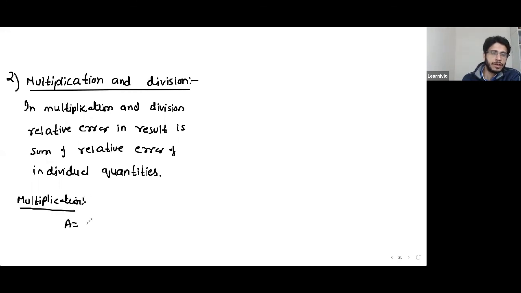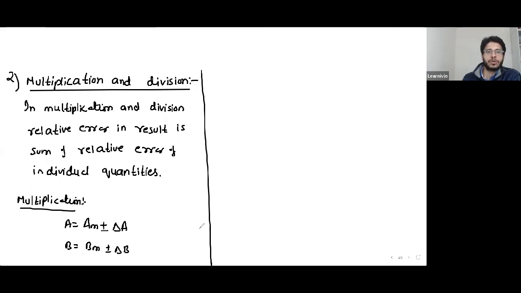You have a quantity A, which is mean value plus minus error in it. You have another quantity B, which is mean value plus minus error in B. You're supposed to calculate a quantity C, which is the product of A and B. C again has two terms, mean value plus minus error in C. The mean value of C is the mean value of A multiplied by the mean value of B.